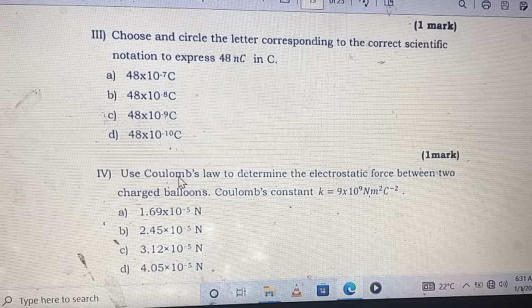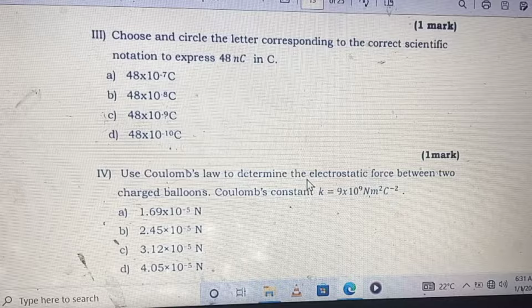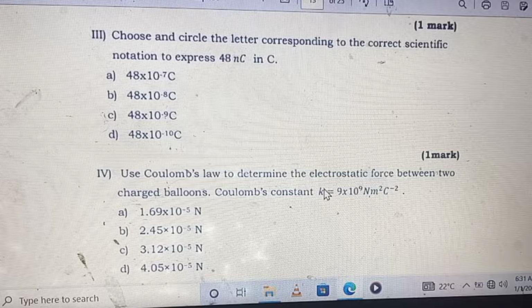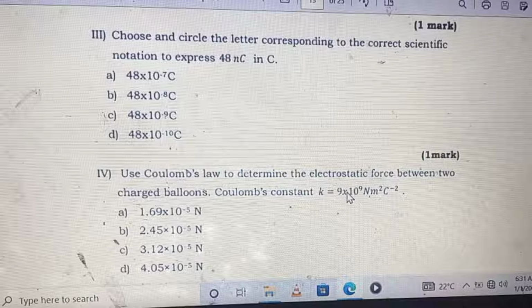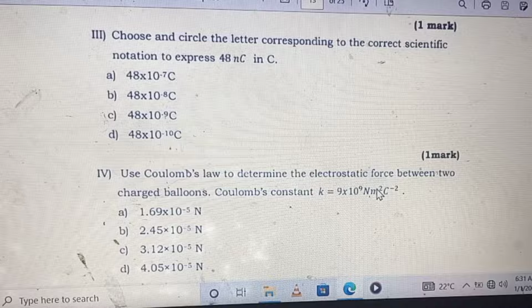IV. Use Coulomb's law to determine the electric force between the two charged balloons. Coulomb's constant k equals 9 times 10 power 9 newton meter squared per coulomb squared.